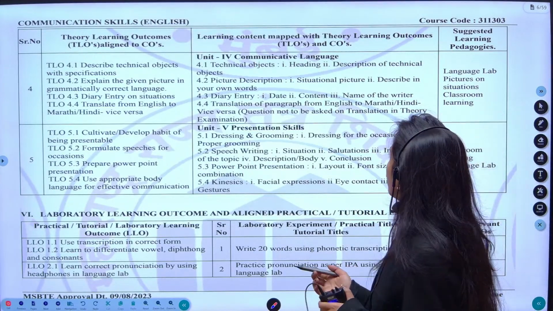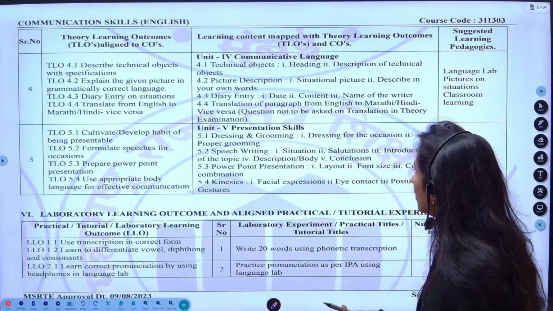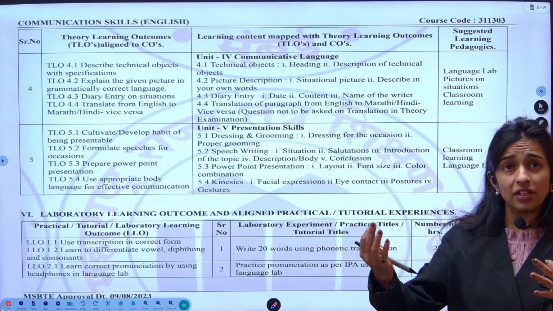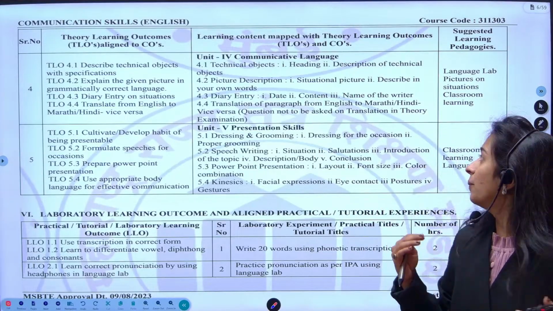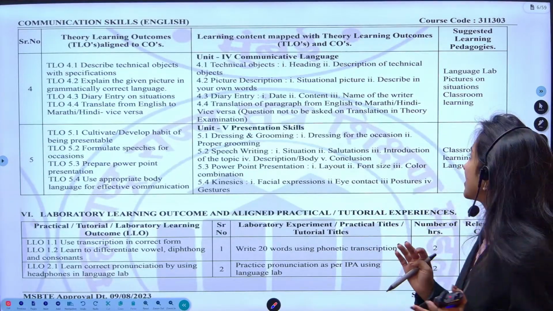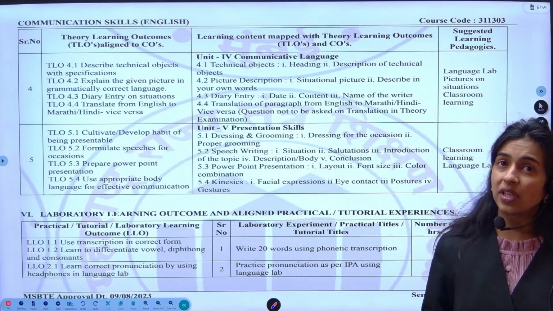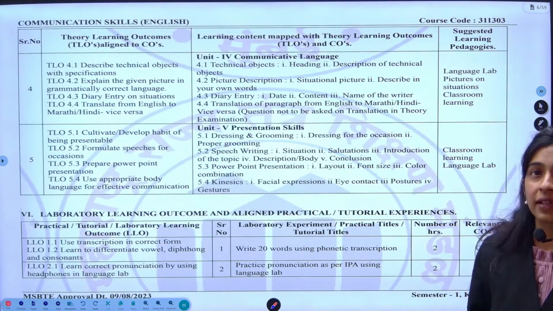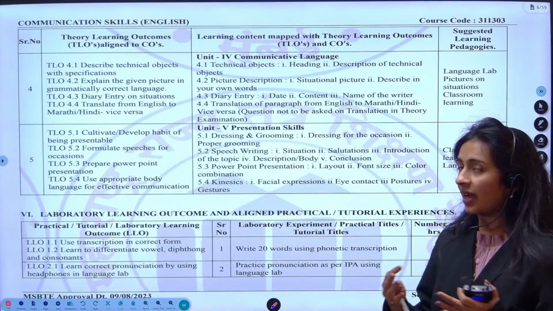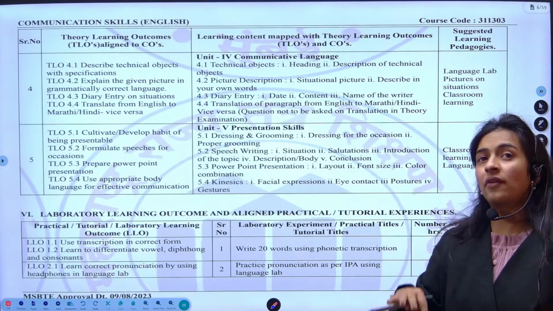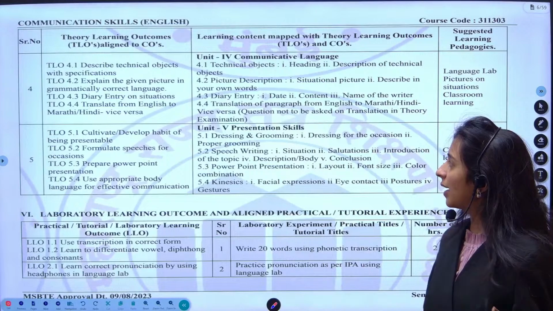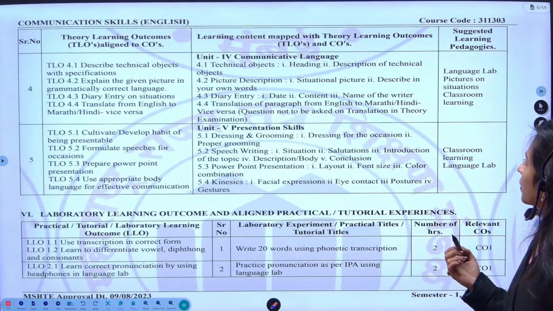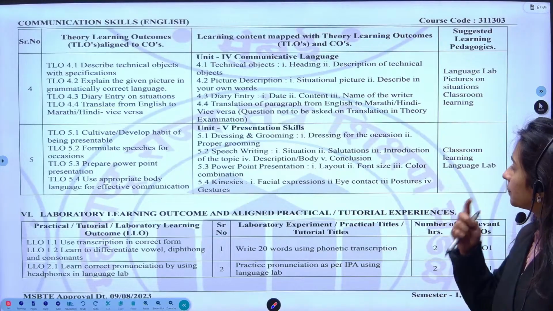Translation of a paragraph from English to Marathi or Hindi and vice versa. So two questions will be given. First is English. You need to translate that, not in your mother tongue, I'm sorry, it's Marathi or Hindi. You can use either Marathi or Hindi. And vice versa means exactly the opposite. They will give you a Marathi or Hindi sentence and you have to translate that into English. That's it. So this is what Unit 4 is all about.